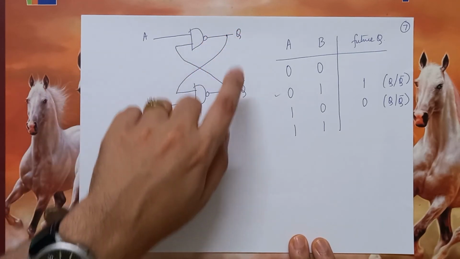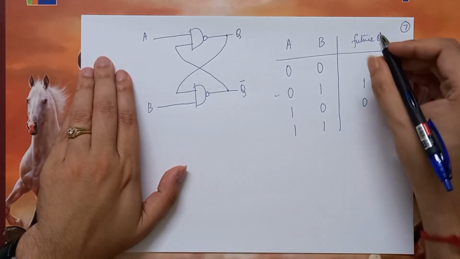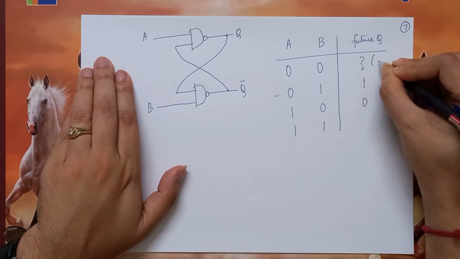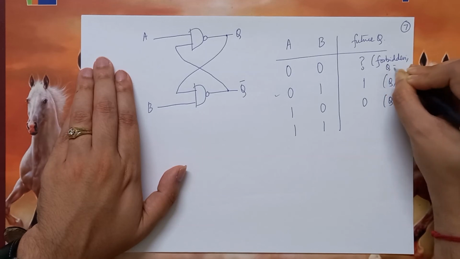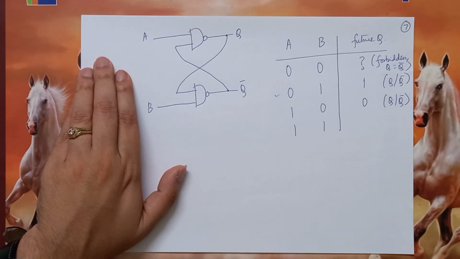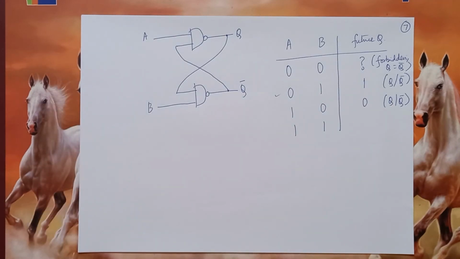So what we are saying is that in this case, we are not getting the complements. So therefore, this we will call as a forbidden state. It is forbidden because Q and Q bar are becoming equal. This is something that we don't want. Remember what we are trying to do? We are trying to replicate the NOT gate based butterfly structure in such a way that these two values will always be complements of each other.